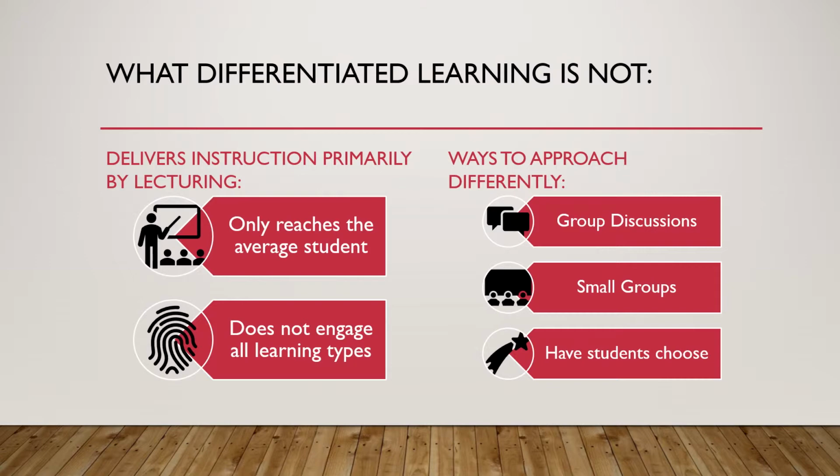Having students choose the way they like to learn is also a great way to counter the lecturing learning type, because then the student can decide what they feel is best for them. And by allowing them to choose, it also ups the engagement of the learning material.